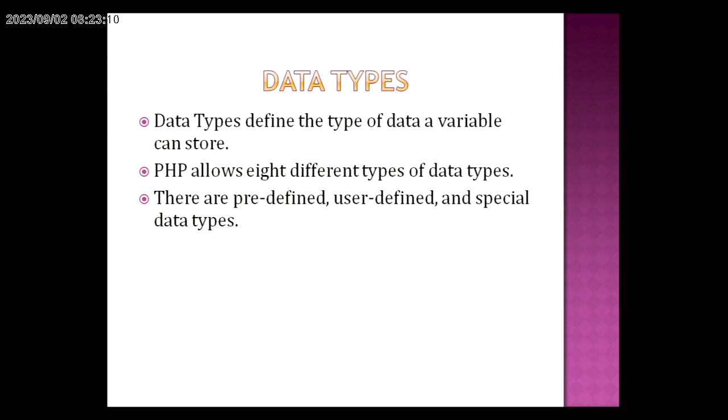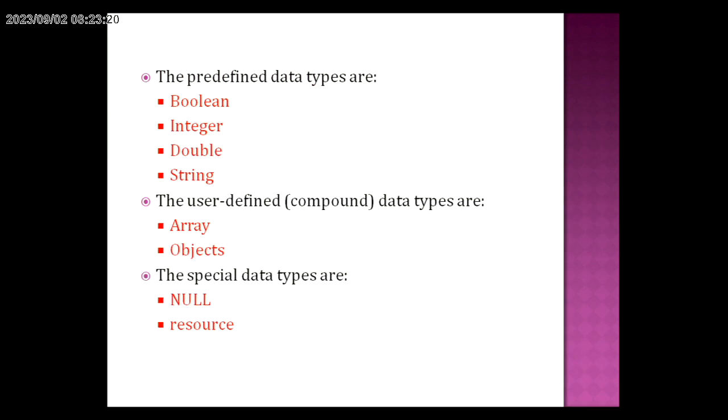So PHP allows 8 different data types. There are predefined, user defined and special data types. These are the main 3 categories of data types. The first one is the predefined data types: Boolean, integer, double and string. The second one is the user defined data types: arrays and objects. The third one is the special data types: null and resource.